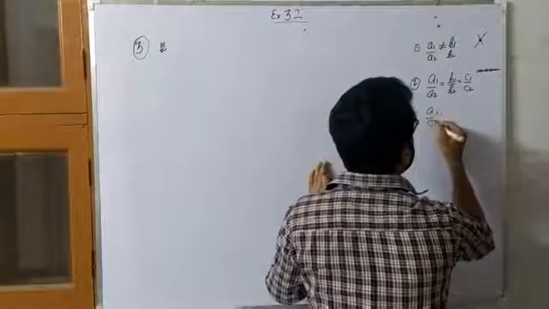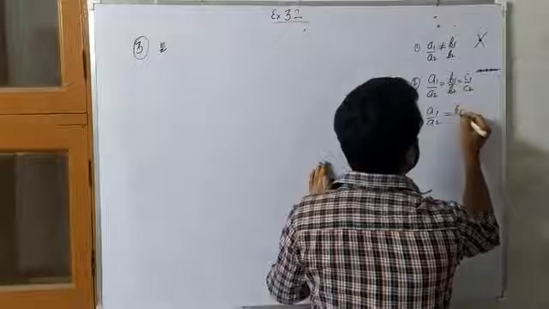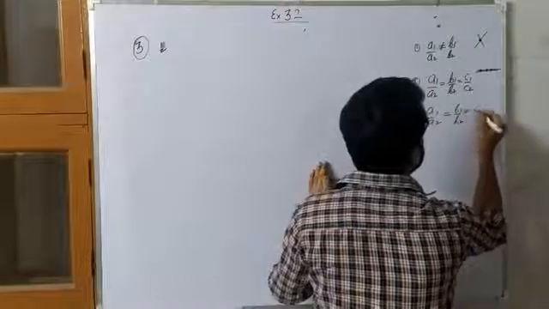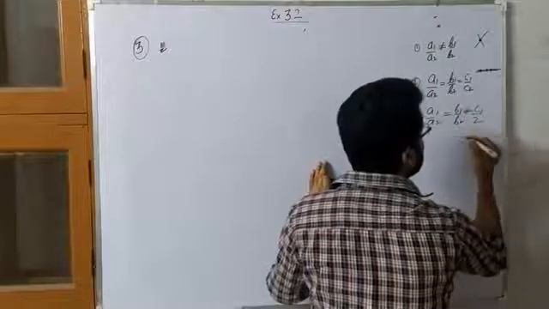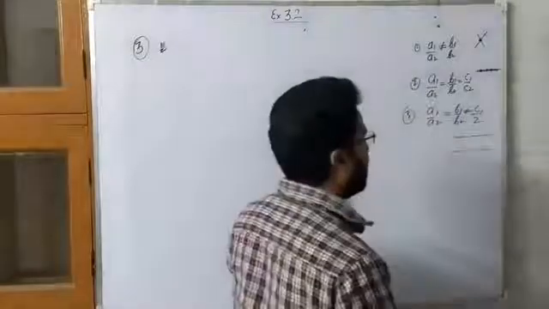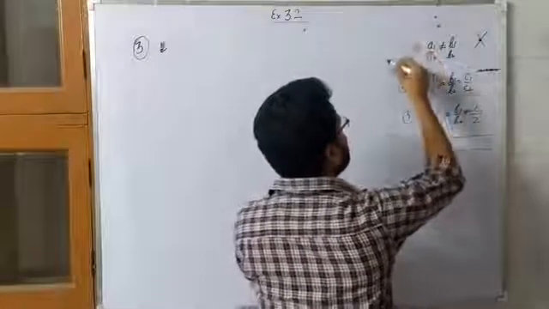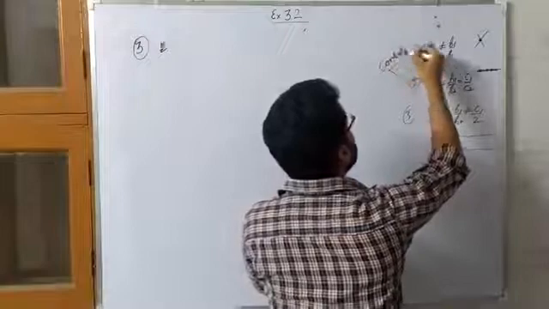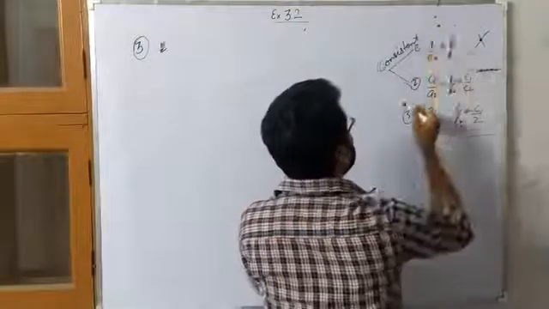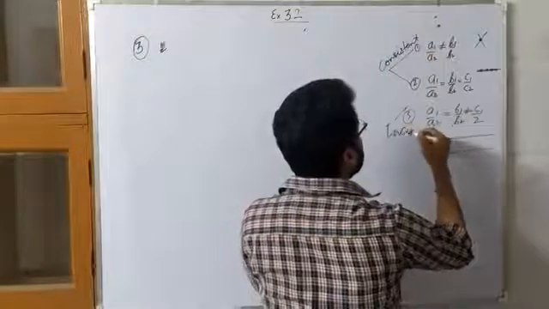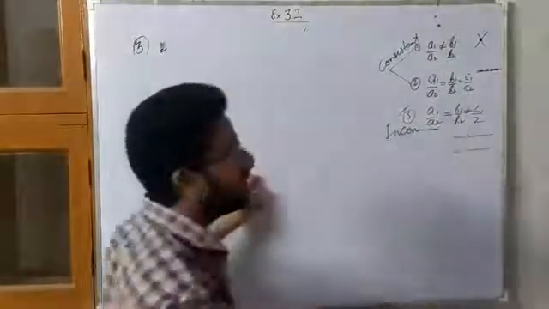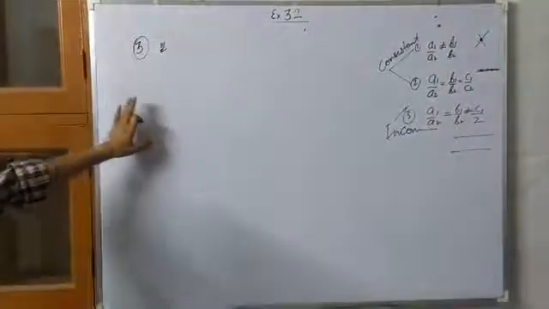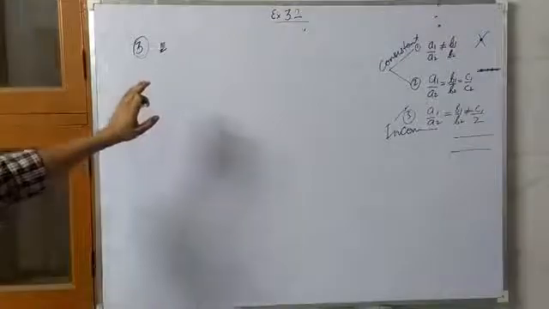Third, it was a1 upon a2 equals b1 upon b2 and not equal to c1 upon c2. In this case, the lines were parallel, right? And these two cases together are called consistent and this is called inconsistent, right? Okay, this we have studied in our previous class. The same knowledge we are going to use for question number third, right?